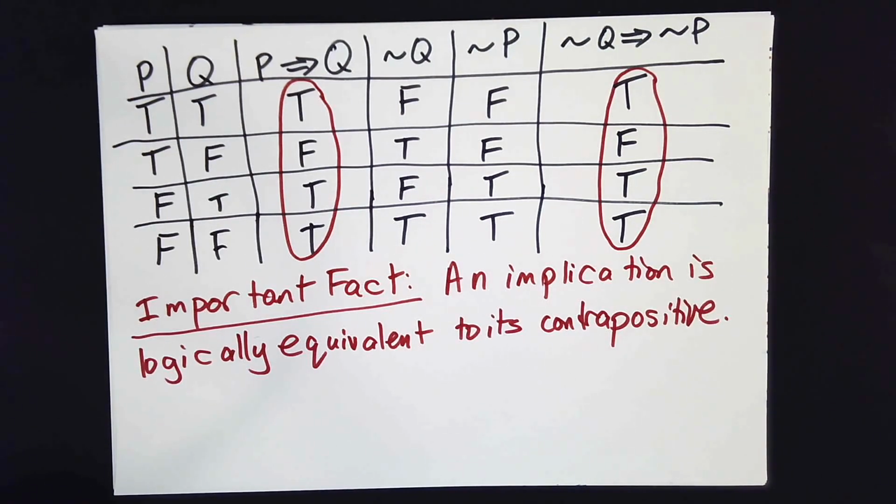This will be particularly useful in a week when we're trying to prove implications, and it will often turn out that it is far easier to prove the contrapositive of an implication than it is to prove the implication itself. And so a common proof technique that we'll employ will be to replace a statement by its contrapositive and then prove that. And because the contrapositive and the implication have the same truth value, that will be enough to prove the original implication.